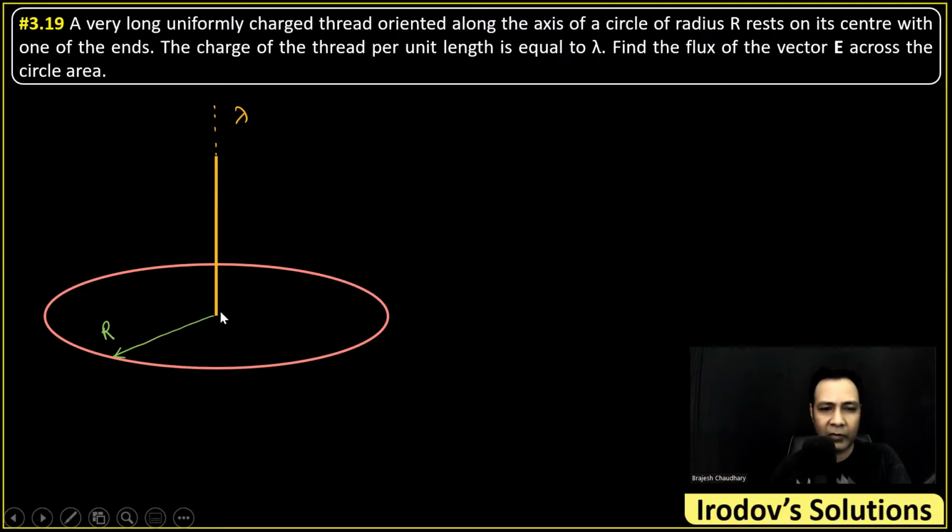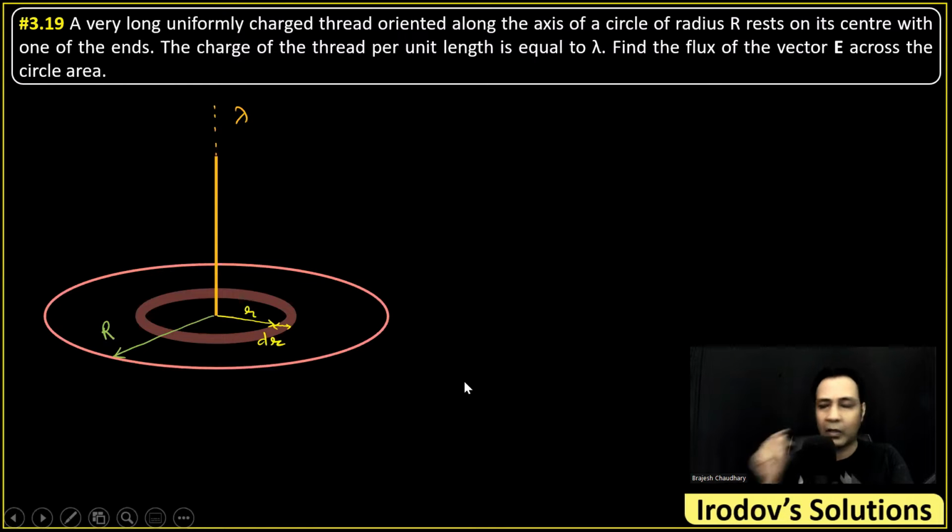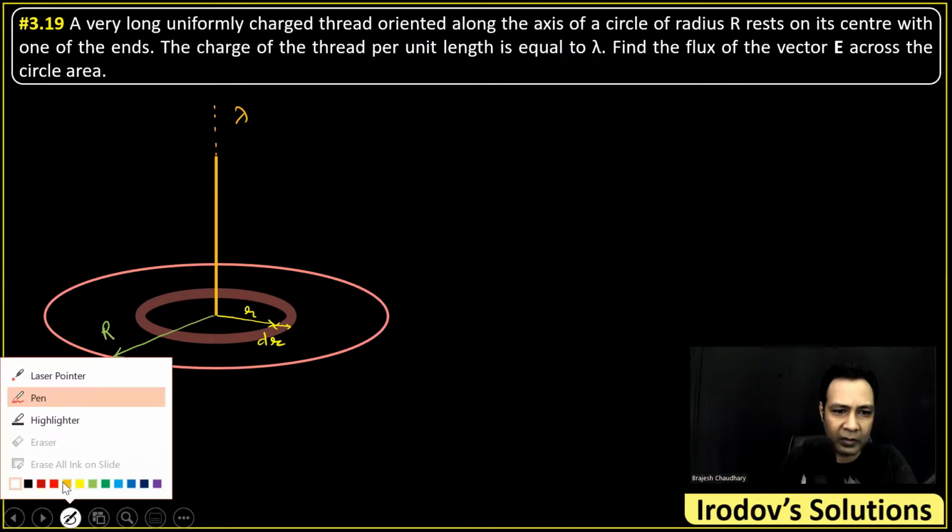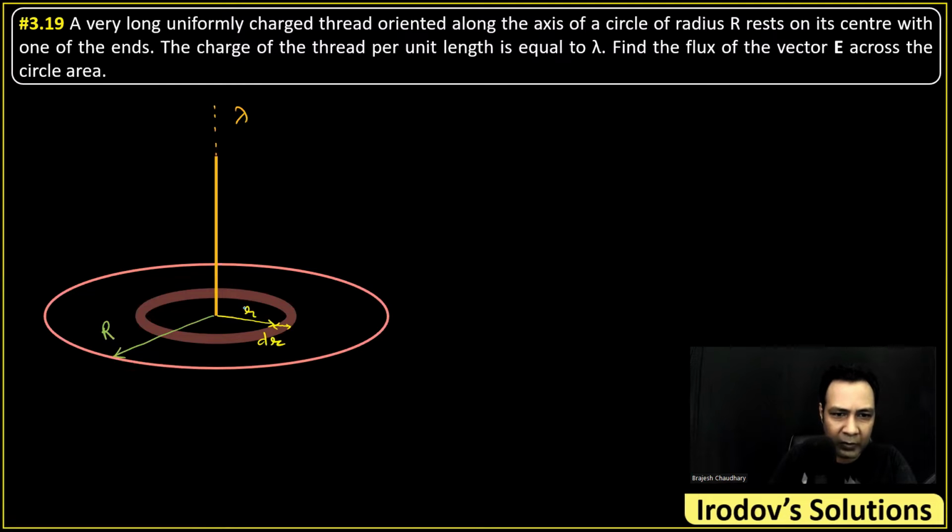For that, I will have to break this ring into little rings, and one of the little rings is a ring of radius small r and thickness dr. And let's see the electric field because of this semi-infinite wire at any point. So if I take, say, this point somewhere here, because of this semi-infinite wire, there will be two components of electric field.